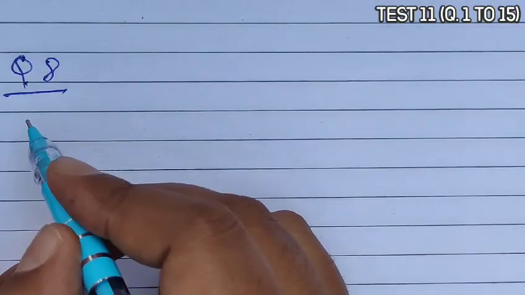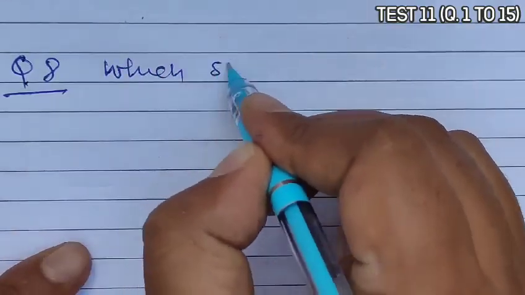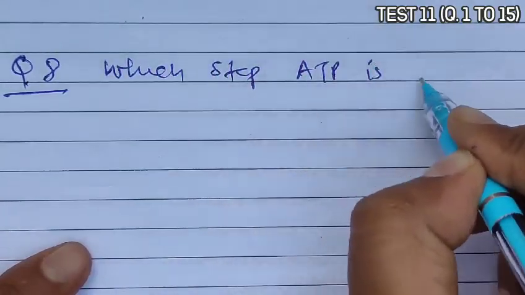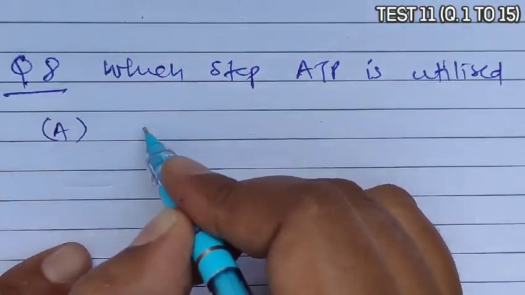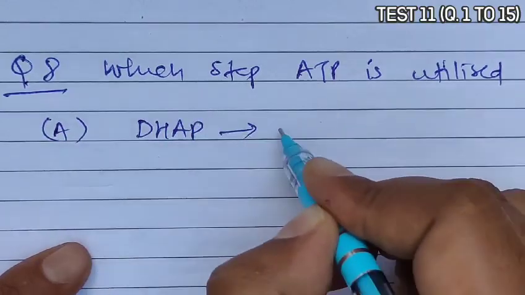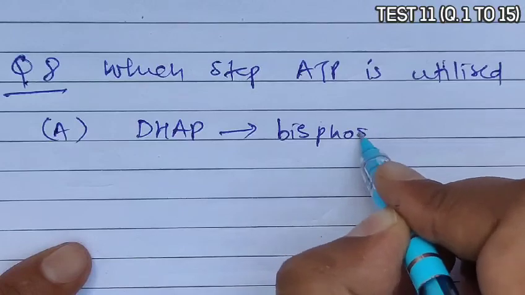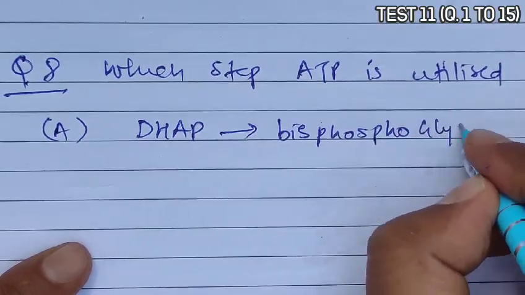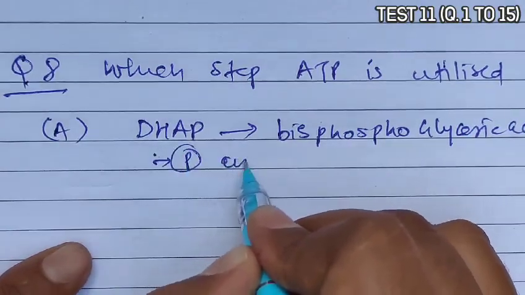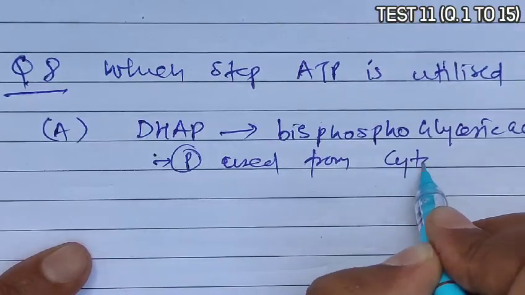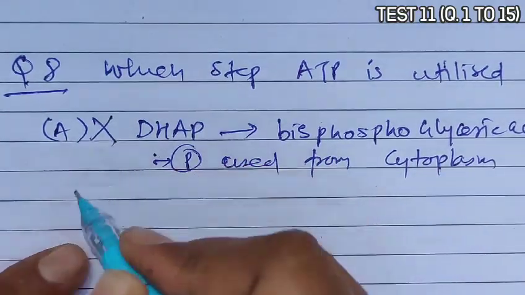Next is question 8. Question 8 asks: in which of the following steps of glycolysis is ATP utilized? So if we talk about this, option A is given as DHAP to 2,3-bisphosphoglyceric acid. Here phosphate are used, obvious, but these phosphate are used from cytoplasm, not of ATP. So here ATP are not used.